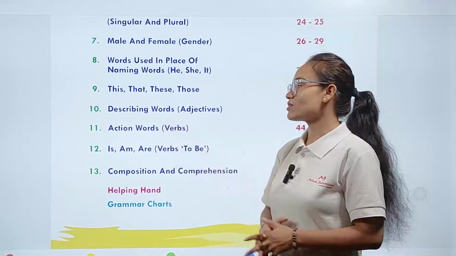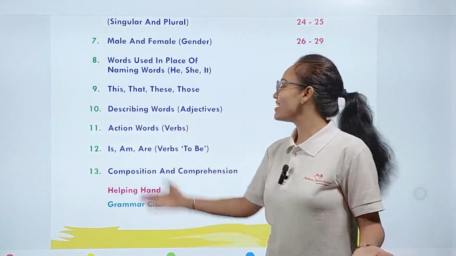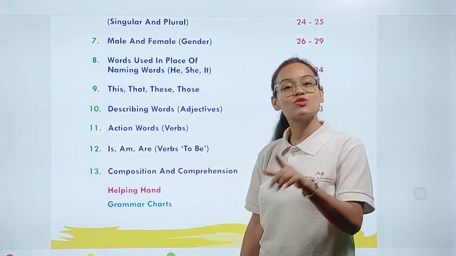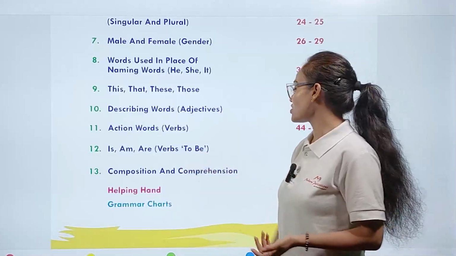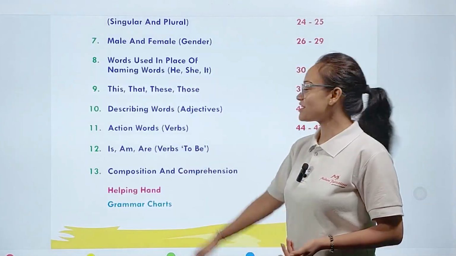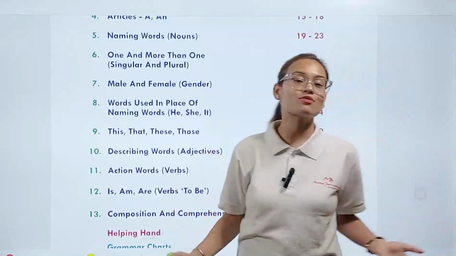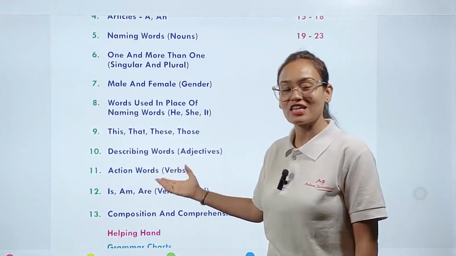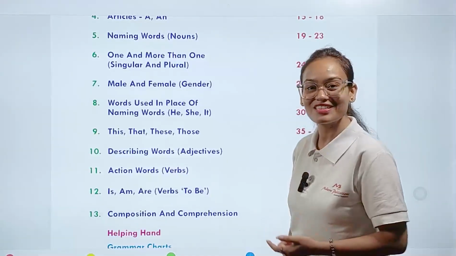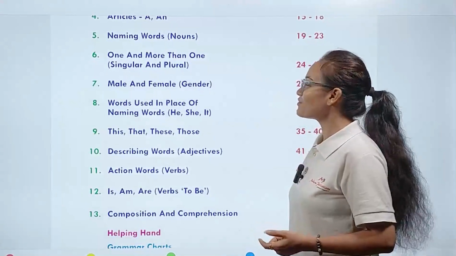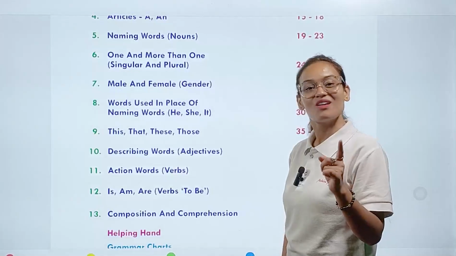Now, chapter number 12, what is the name of this chapter? Is, am, are, means verbs to be. And last but not the least of the chapters is composition and comprehension. So, in total 13 chapters you are going to see in your class 1 English grammar. So, you all are excited to study all these 13 chapters. Okay, my dear student, come with me and let's start with chapter number 1.